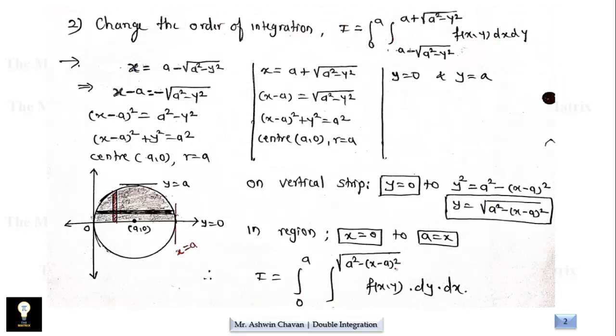Again here the function is not given. Some notation for the function is given. Therefore, observe the limits now. Again these integral limits are in terms of y: a minus root of a square minus y square, and a plus root of a square minus y square.